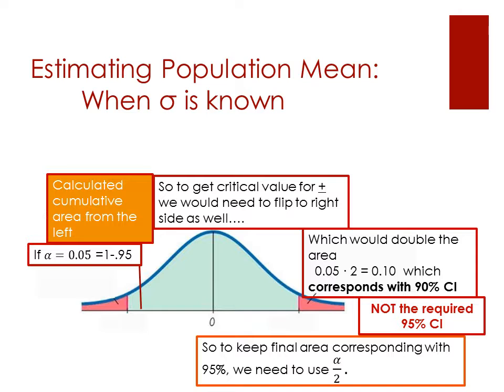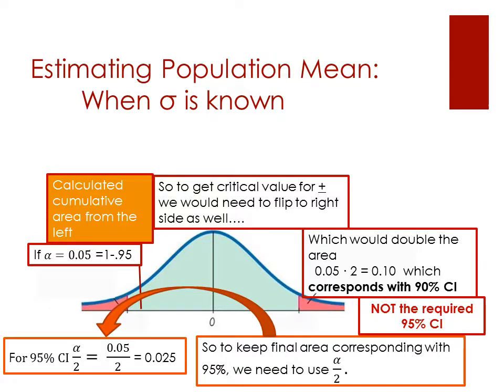In order to keep the final score area corresponding with 95%, we need to take our alpha and divide it by 2. So for a 95% confidence interval, we're going to take our alpha of 0.05 and divide it by 2. This gives us 0.025. So we're going to find the critical value for the area of 0.025 on the left-hand side of the Z distribution table, since they sum to the left. And then we're going to take that same value and flip it over so that we have both a plus and a minus of that value. Okay, so that's how that's going to work.